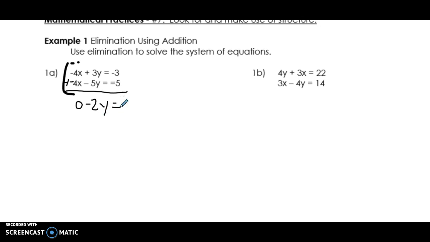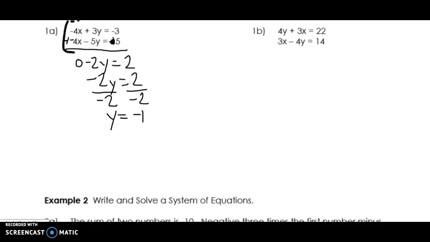And negative 3 plus 5, this should be a nothing. There should not be anything there. That is a typo. Negative 3 plus 5 gives me 2. All right, so now what I actually have is negative 2y equals 2. I only have one variable now, and I can go ahead and solve for that. So I'm going to divide by negative 2 to get y by itself. Now I have y equals 2 divided by negative 2 gives me negative 1.